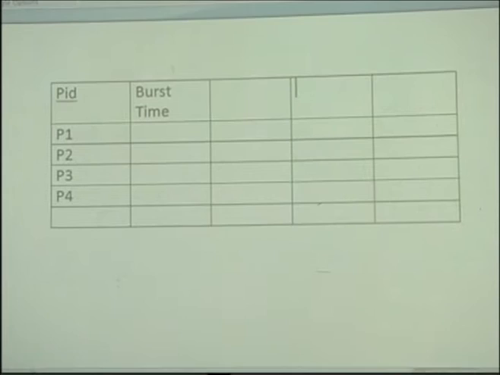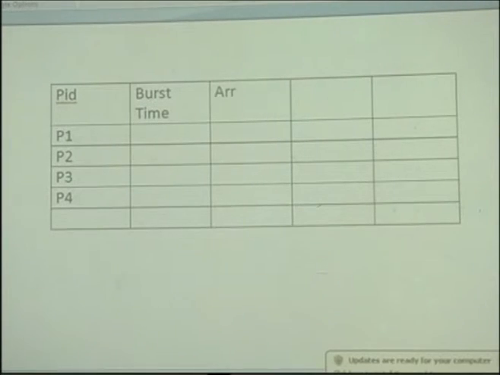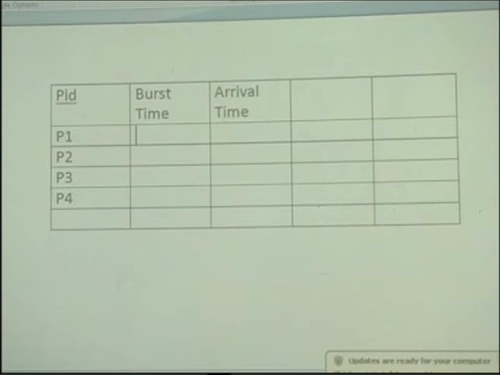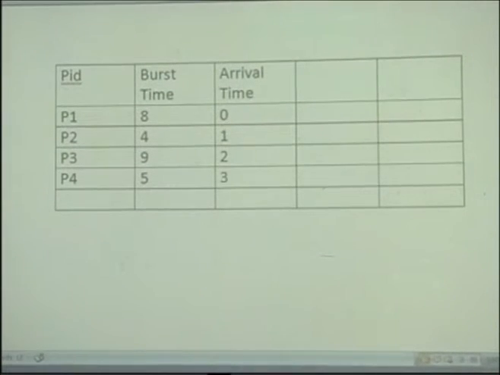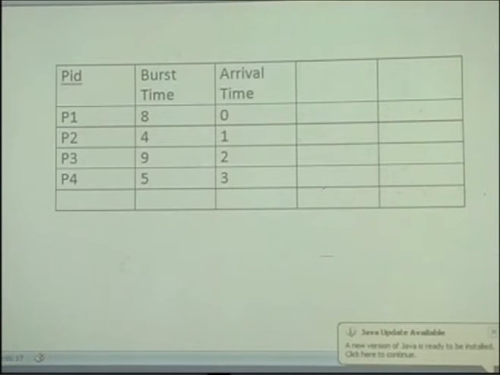So we'll add arrival time here, arrival time for these processes. Okay, and let's give burst time to be 8, 4, 9, 5, and arrival time is 0, 1, 2, 3. Okay, this is the arrival time.